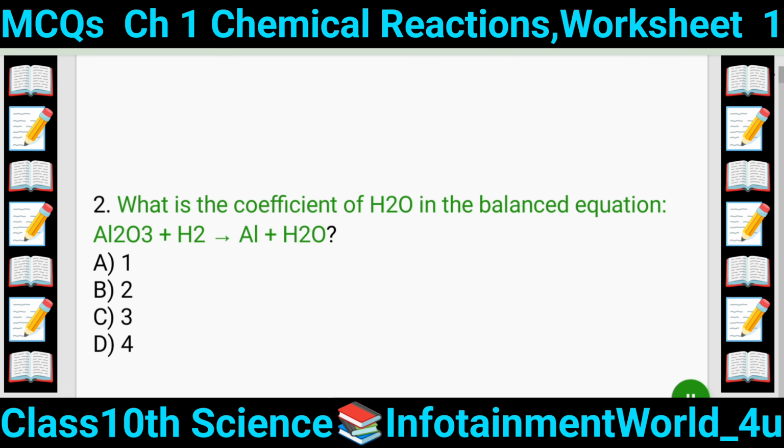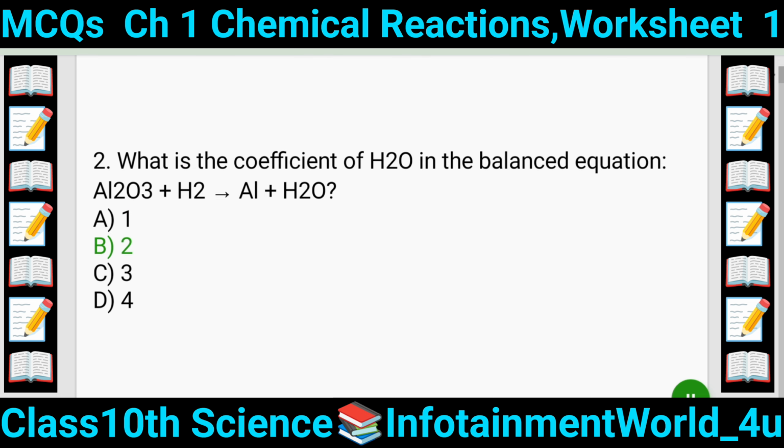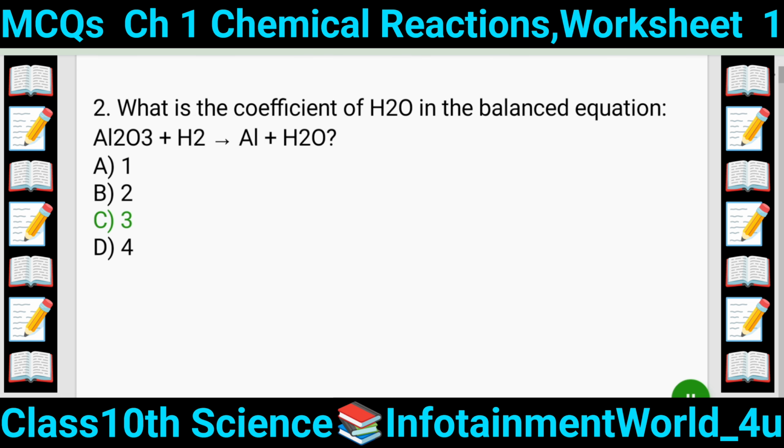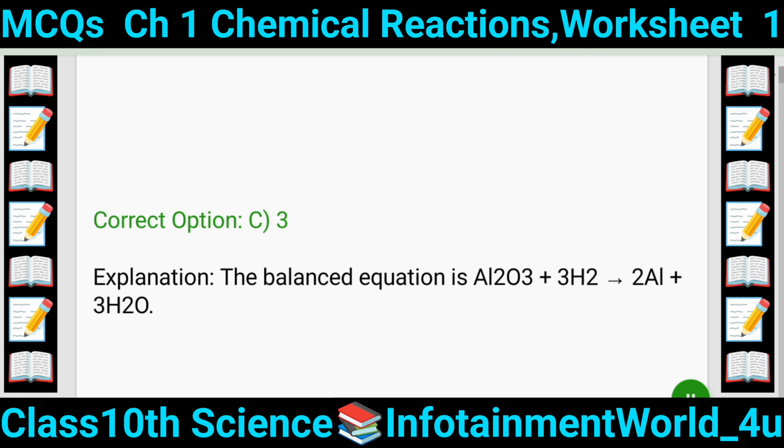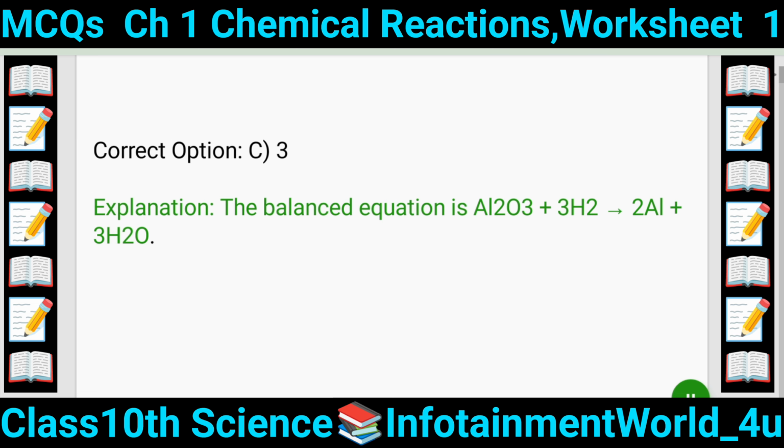2. What is the coefficient of H2O in the balanced equation? Al2O3 + H2 → Al + H2O. A. 1. B. 2. C. 3. D. 4. Correct option C. 3. Explanation. The balanced equation is Al2O3 + 3H2 → 2Al + 3H2O.